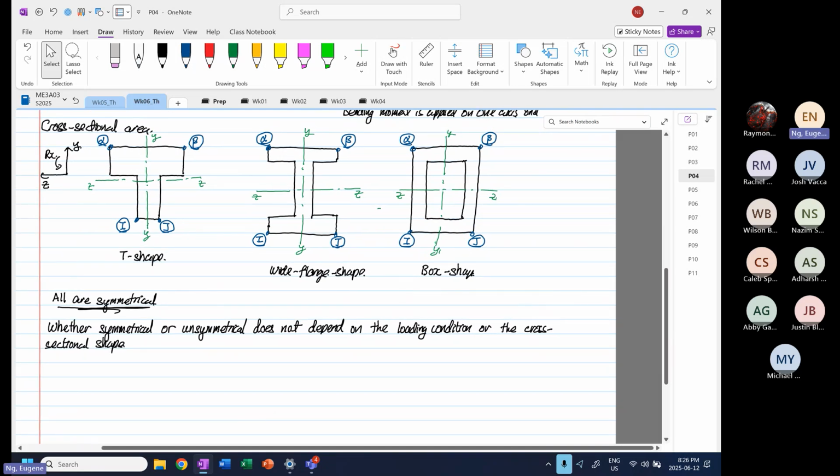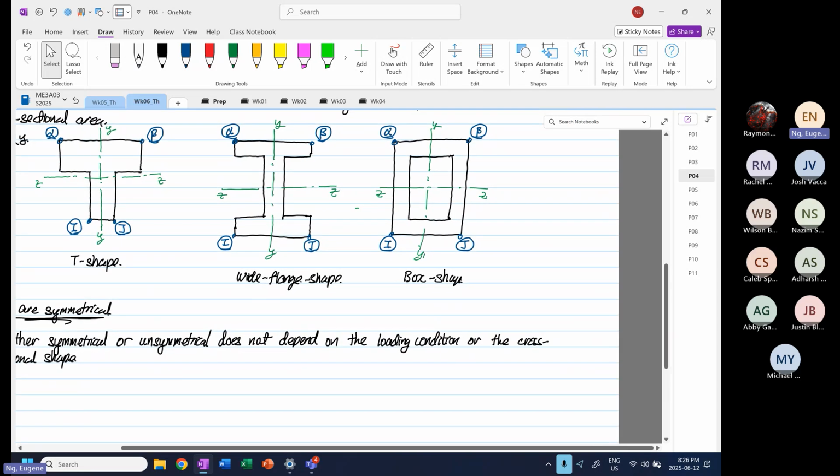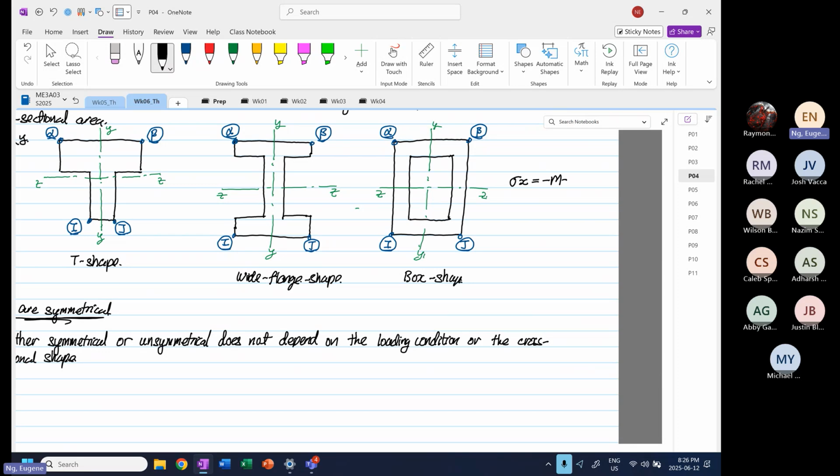Why is that? Because of the formula used. The formula used is stress X equals minus Mz over Izz multiplied by y. So the y distance over here, I will write down here, this is our y1. Over here, this is our y2. Likewise, this is our y1, and this is our y2.